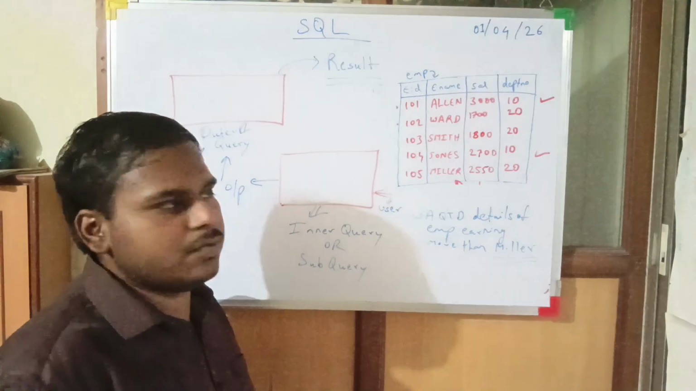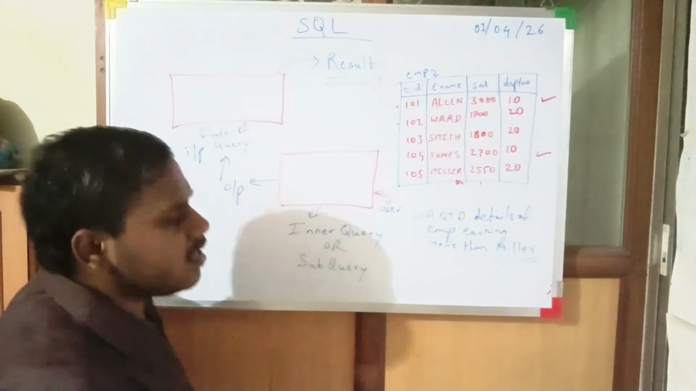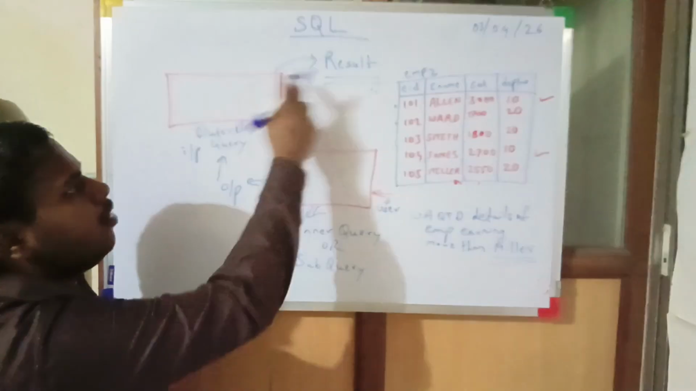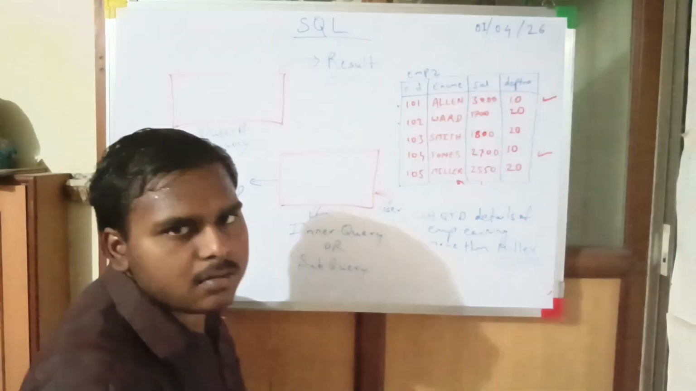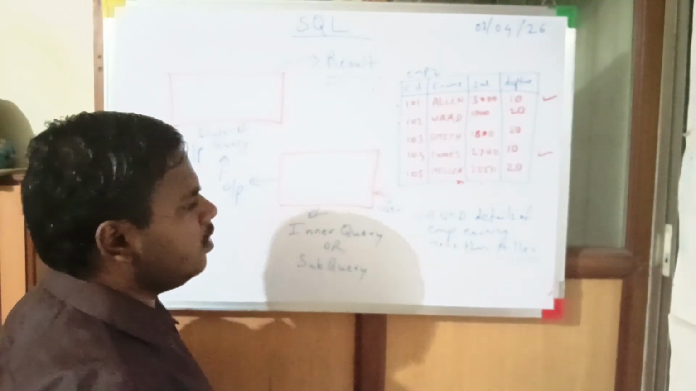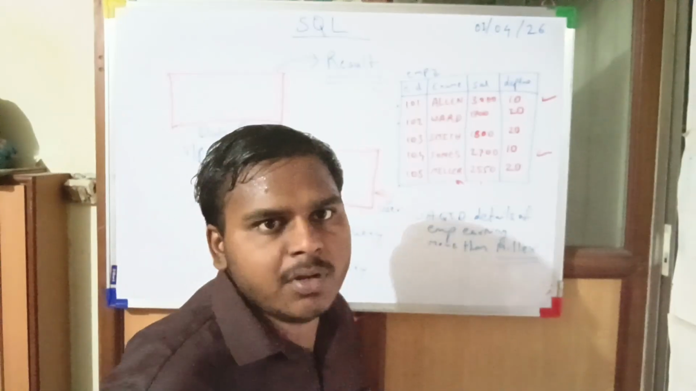If someone asks how it works: the inner query takes the input from the user, processes it, and gives some output. This output is given as an input to the outer query, and the outer query gives the final result. How, sir? If you see the question, select details of employees earning more than Miller. First of all, I don't know the earning of Miller.